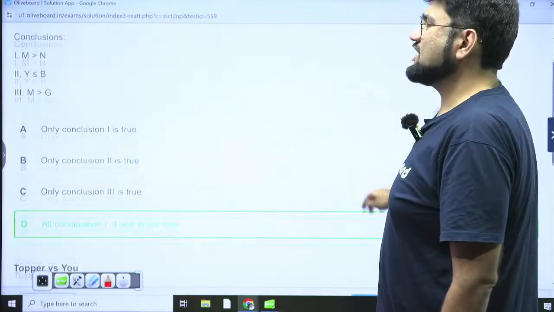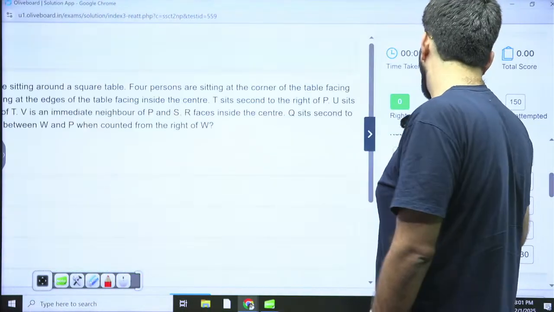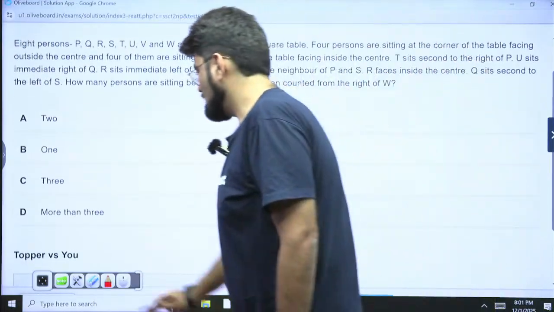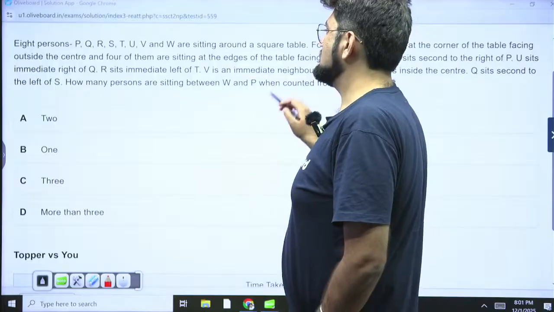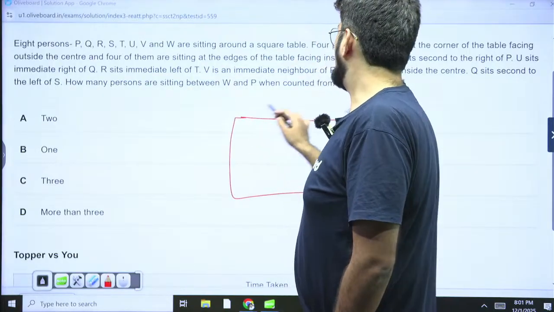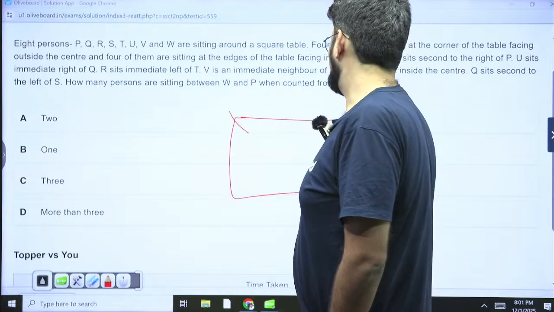So 37 seconds is decent, not bad. It's a good time for this question. Okay, this is actually a good one. So 8 persons are sitting around a square table. Okay. 4 are at the corners, 4 are at the centers.